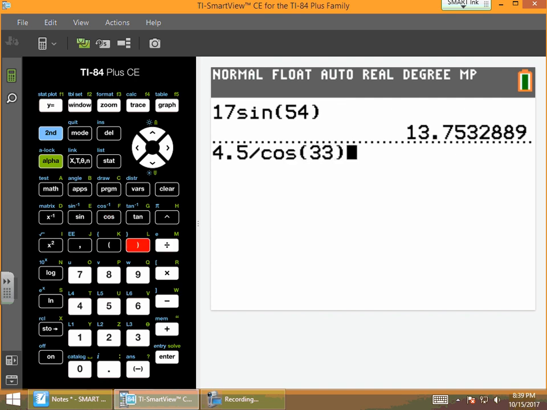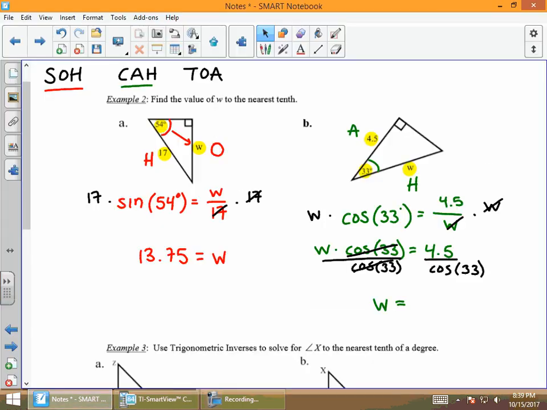And again, my calculator is still in degrees. So W is 5.37 if I were to round it. And if I think about 5.37 as being my hypotenuse, it should be longer than the leg, and it is.